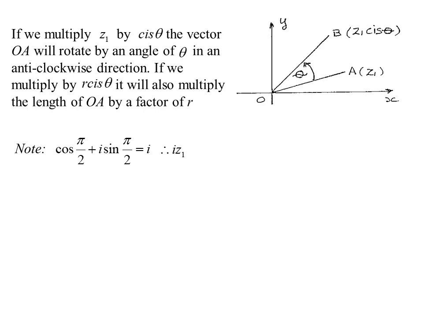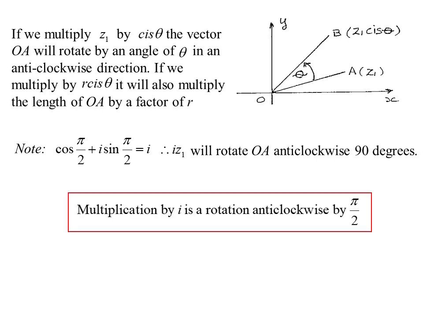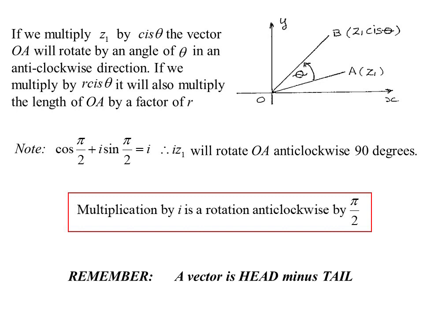Now therefore i z1 will rotate that vector OA 90 degrees. Now if that theta there, and obviously it's not in our picture, was pi on 2, 90 degrees, we'd get that rotation. Remember that, it's a key fact. Multiplication by i is a rotation anti-clockwise by pi on 2.